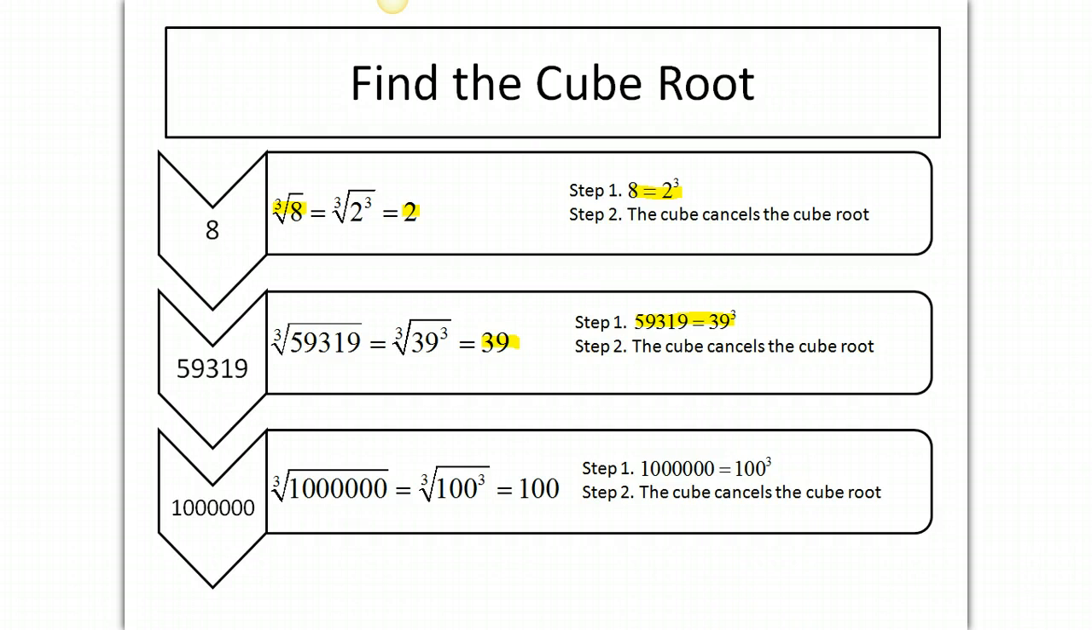Let's look at an even bigger number. Say we want to find the cube root of 1 million. What was our first step? Change that base to a perfect cube. 1 million equals 100 cubed. So if we change our problem to the cube root of 100 cubed, our cube and our cube root cancel each other out, and we're left with that base of 100. So the cube root of 1 million equals 100.